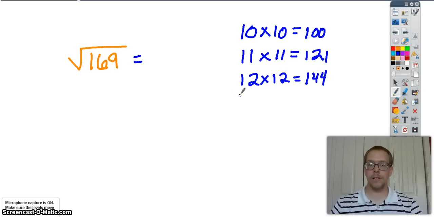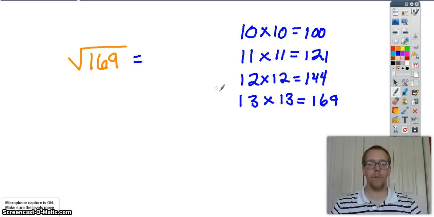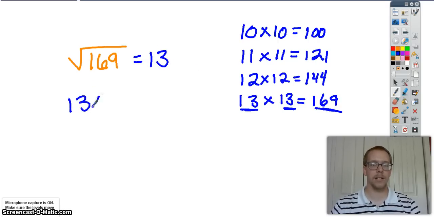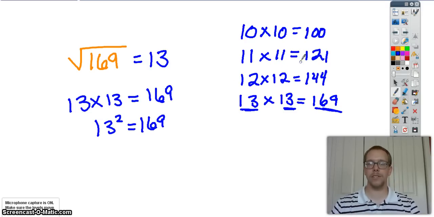And you're that much closer, so let's try 13 times 13. Well, 13 times 13, hopefully if you're sharp on the perfect squares, that's 169. So we're looking for what number multiplied by itself would give us 169, and we found it. 13 times 13 is equal to 169. So the square root of 169 is 13. And why is that? Well, because 13 times 13 is equal to 169, or better written, 13 squared is equal to 169. So that's a quick introduction to square roots.